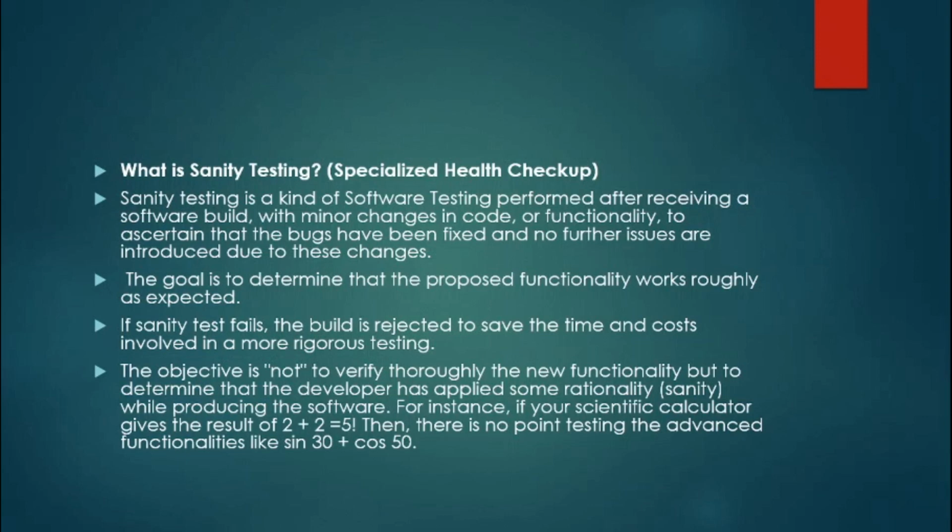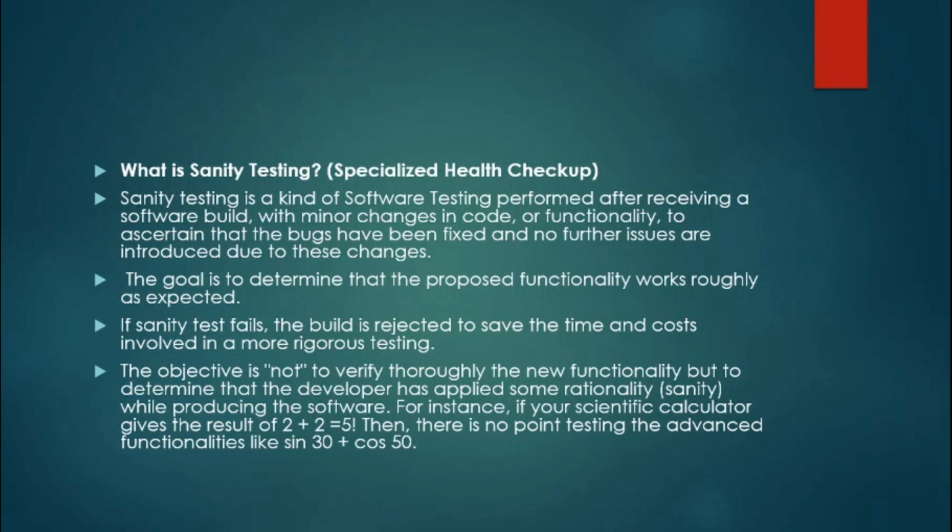For example, if the build provided to a tester is for a particular bug fix, and that particular fix is not deployed, then it doesn't make any sense to check the entire application, because this build was made only for that particular issue. The objective is not to verify the new functionality thoroughly, but to determine that the developer has applied the fixes while producing the software.